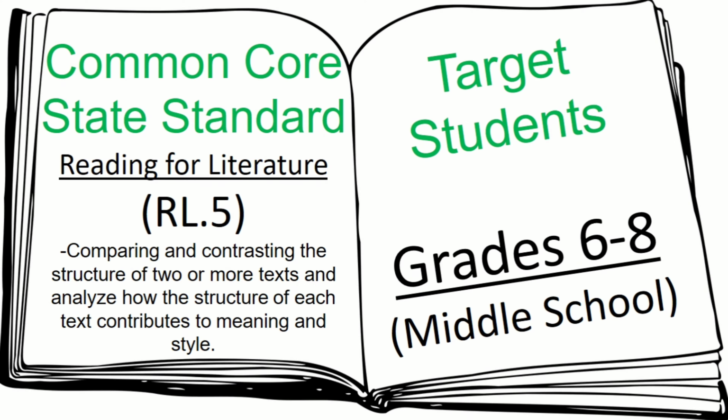This lesson is based on or anchored with the Common Core State Standard, particularly on Reading for Literature or RL.5, that says comparing and contrasting the structure of 2 or more texts and analyze how the structure of each text contributes to meaning and style. And this lesson's target students are grades 6 through 8.